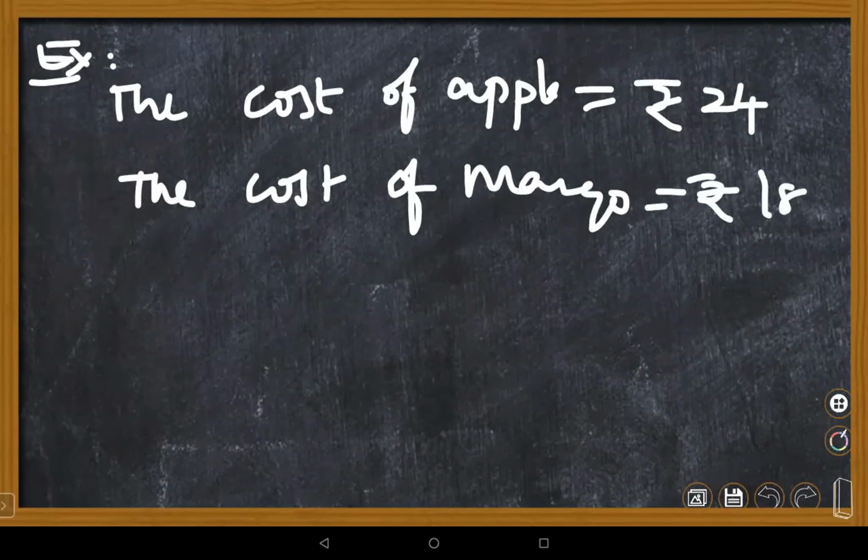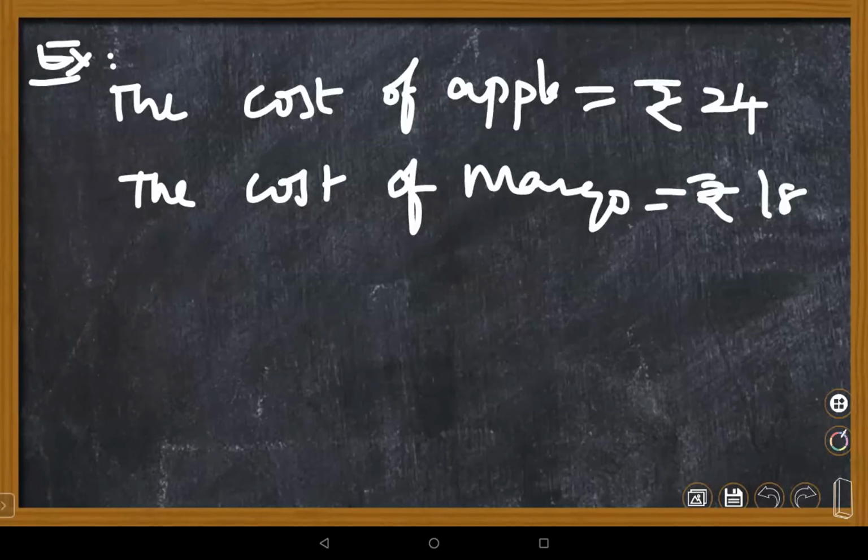How can we compare here, children? Ma'am, 24 is to 18. That is okay. How can we compare the apple to mango? By doing division, that's one way. Or else, in general terms, the cost of mango is 6 rupees less than the cost of apple. Or else how are we supposed to write? The cost of apples is 6 rupees more than mangoes. Very good. Like that we can compare.